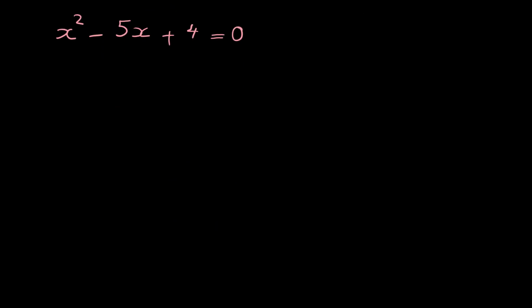Now look at this example. X to the 2 minus 5x plus 4. Again, similar to the previous questions. First, we have to move the constant to the other side. X to the 2 minus 5x equals negative 4. 4 goes to the other side, it becomes negative. If it was negative, when it goes to the other side, it would be positive.